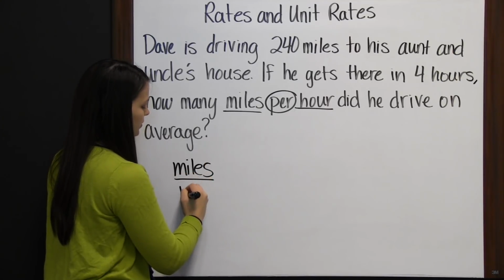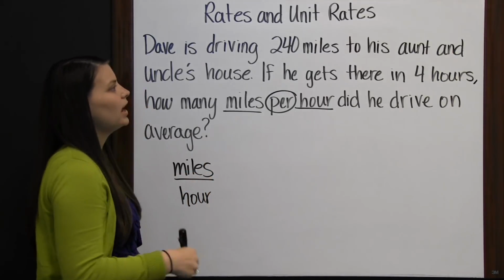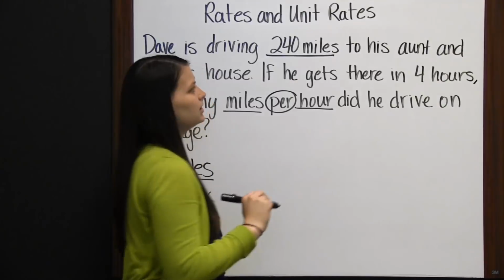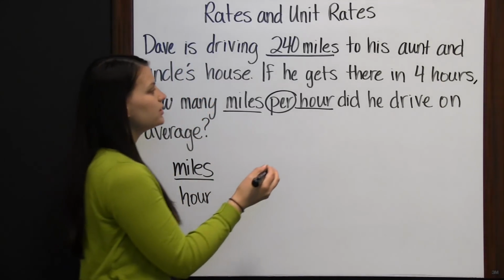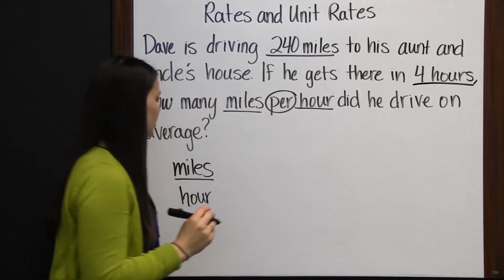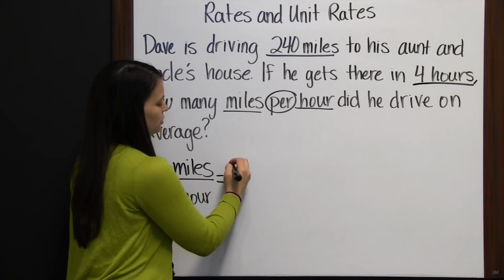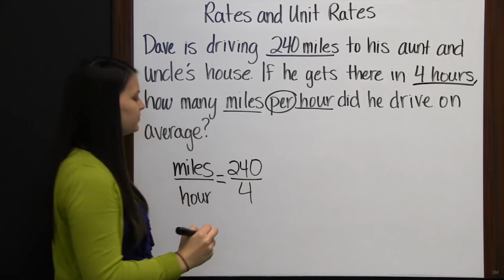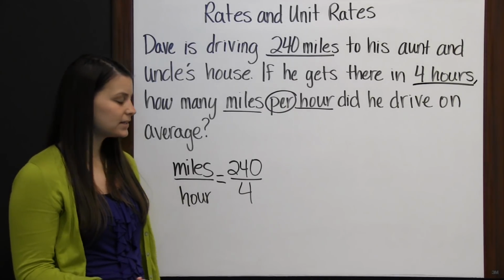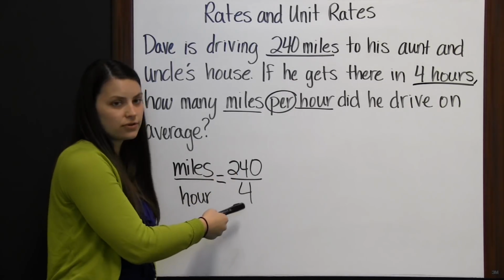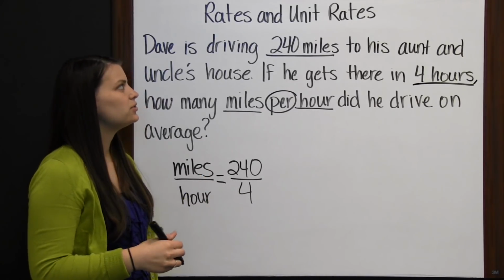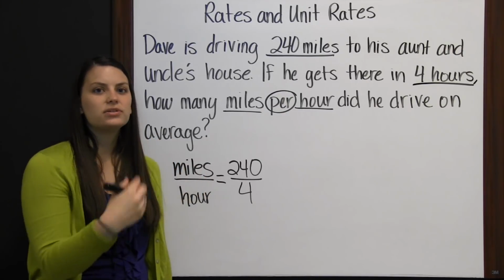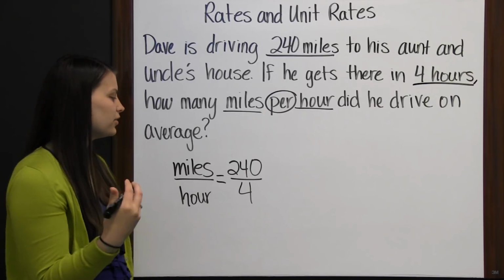Miles per hour. And now we can substitute the information in from the problem. So they told us how many miles. He's going 240 miles. And they told us how many hours. 4 hours. So we can put that into our rate, 240 miles for his 4 hours. So right now this would be considered a rate since we have 2 different units, our miles and our hours. But to determine our unit rate or to figure out his average, we would need to divide or simplify our rate to find our unit rate.